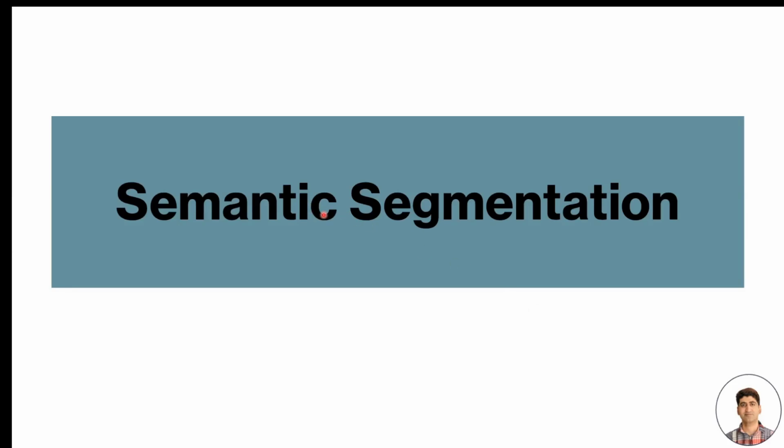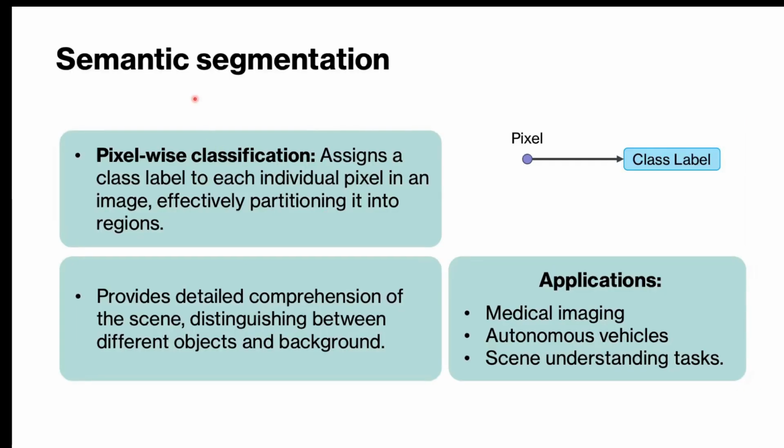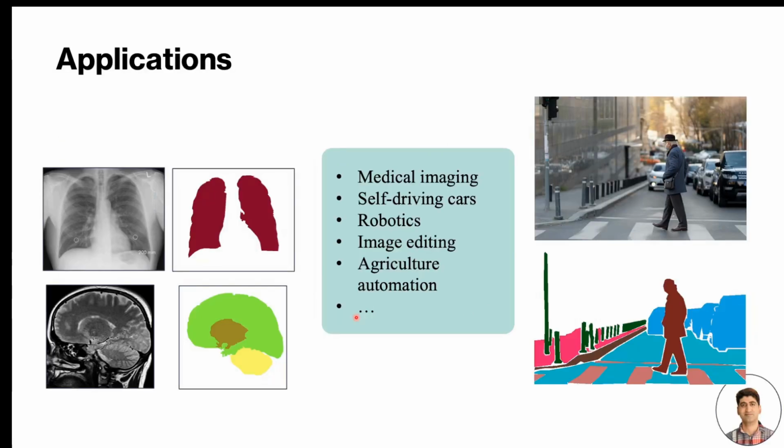Now moving to semantic segmentation. The objective of semantic segmentation is to assign a class label to each pixel in the image. Therefore, it is called pixel-wise classification. And this pixel-wise classification will effectively partition the image into multiple segments and provides a detailed comprehension of the scene, and allows us to distinguish different objects from the background. And it has several applications in medical imaging, autonomous driving, and scene understanding.